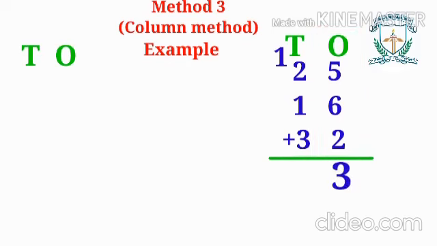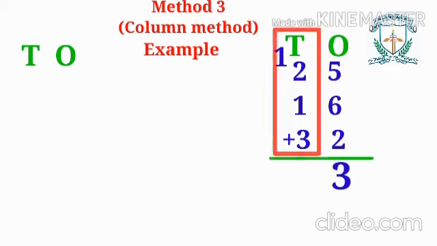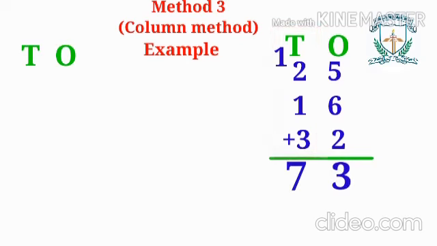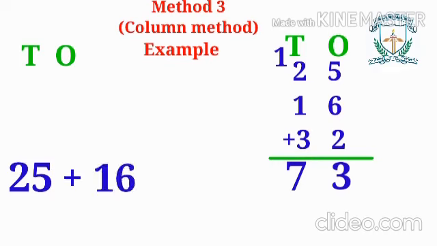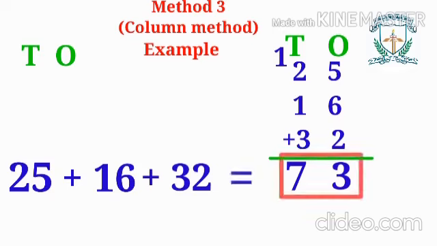Now we have to add all the tens place digits along with carryover, that is 1, 2, 1 and 3. Then we will get 7 as the answer. Hence, when we add 25 plus 16 plus 32 using column method, we get 73 as the answer.